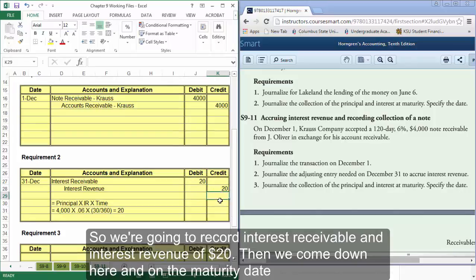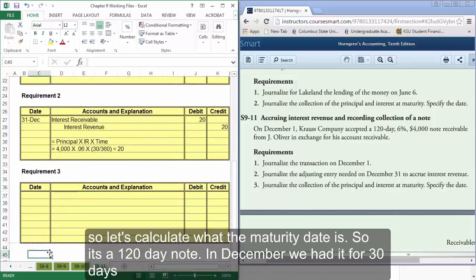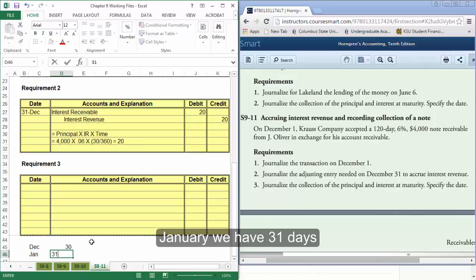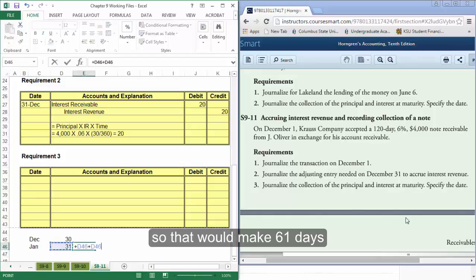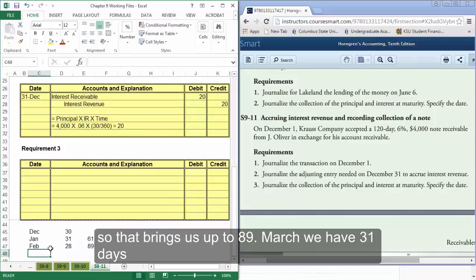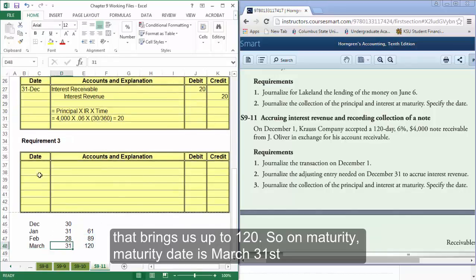Okay? Then we come down here, and on the maturity date, so let's calculate what the maturity date is. So it's a 120-day note. In December, we had it for 30 days. January, we have 31 days. So that would make 61 days. And then February, not including leap year, we have 28. So that brings us up to 89. March, we have 31 days. That brings us up to 120. Okay, so the maturity date is March 31st.